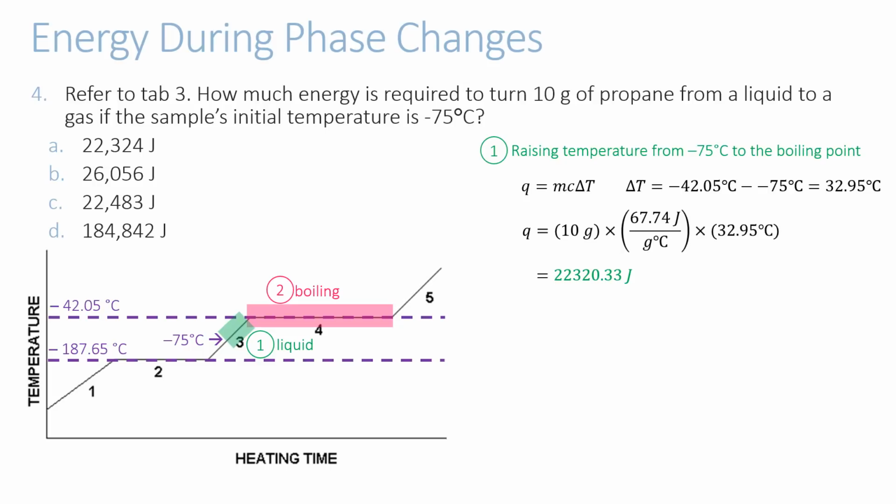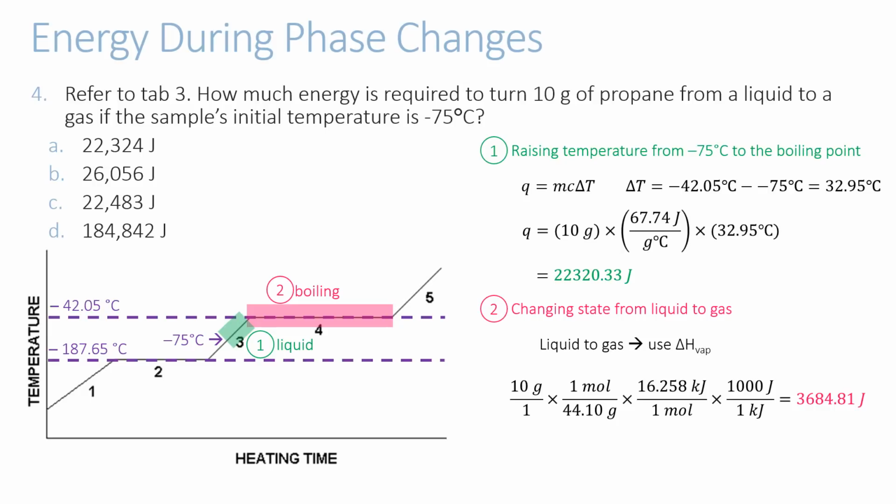Now we're at the boiling point, so we want to change state from liquid to gas. Here there's no temperature change, so instead of using Q equals mc delta T, we have to use the heat of vaporization, because that's the phase change that's happening. We're going from a liquid to a gas. So I'm going to start with the 10 grams of propane and convert that into moles of propane. The molar mass is given in tab 3, so that's very easy. We also have the heat of vaporization at 16.258 kilojoules per mole. So I'm going to convert 10 grams into moles and then use the heat of vaporization to convert this into kilojoules.